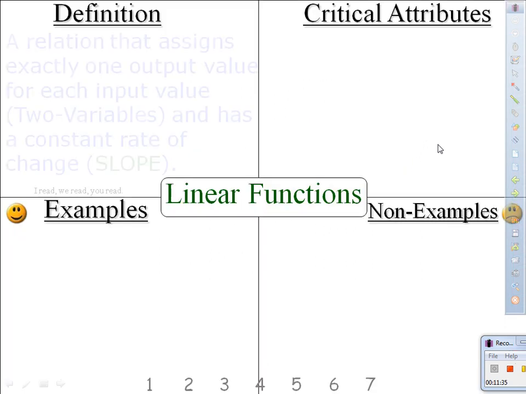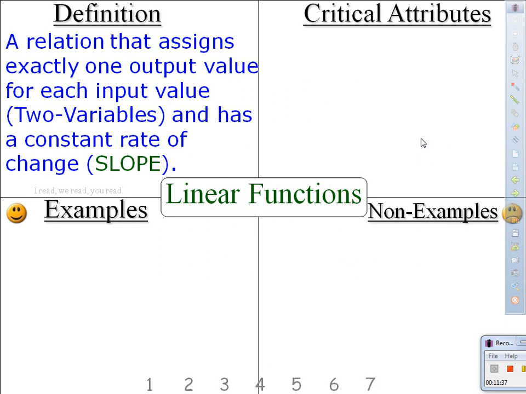So definition for linear functions. Here it goes. A linear function is a relation that assigns exactly one output value for each input value in 2 variables and has a constant rate of change known as slope. Hands if you heard of that before. Yes, you've heard of slope before, yes. Now, here they bring in what I explained earlier, a relation that assigns exactly one output value for each input value. That's why the very first example I gave you was this. Look at this.